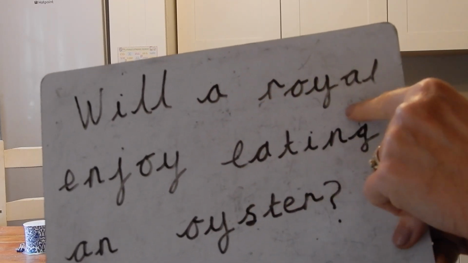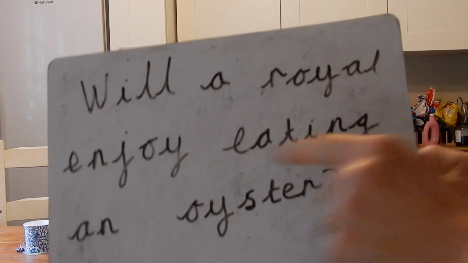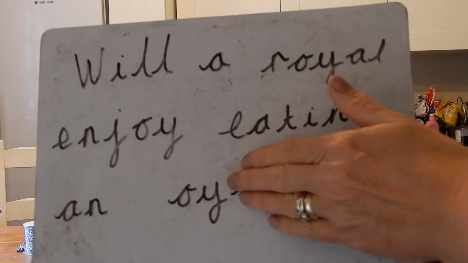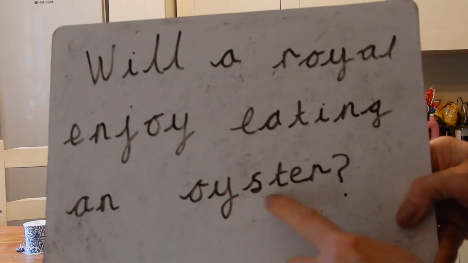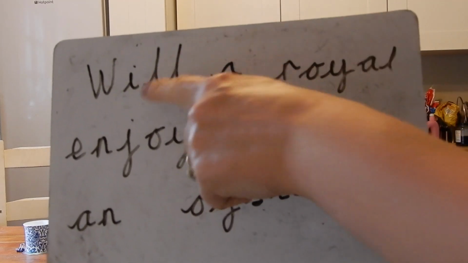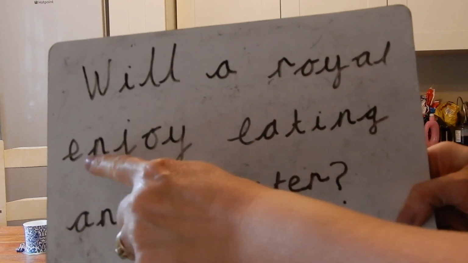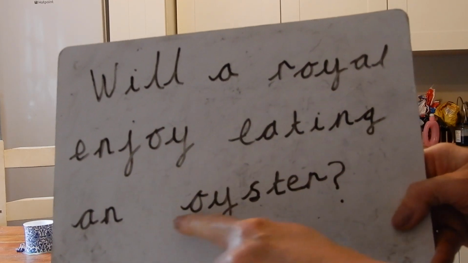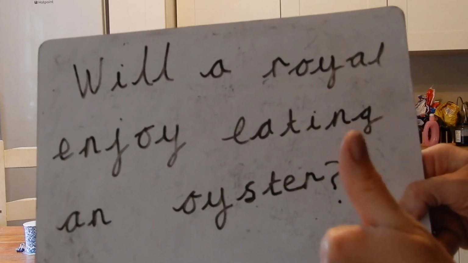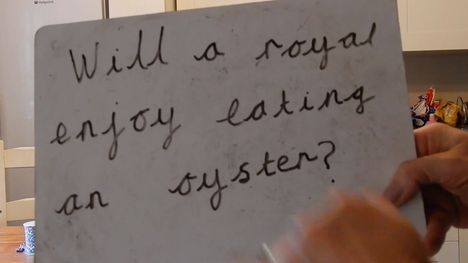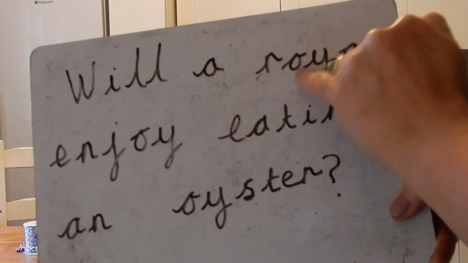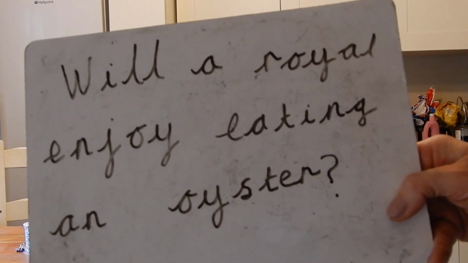Will a royal enjoy eating an, two syllables, oh, sound of the day, oyster. Will a royal enjoy eating an oyster? I think somebody in the royal family would probably quite like eating an oyster. Why not? So I'd say yes to that. Lots of the oy sounds in there. Oy in oyster, oy in enjoy, oy in royal. So lots of opportunities to read the sound of the day.